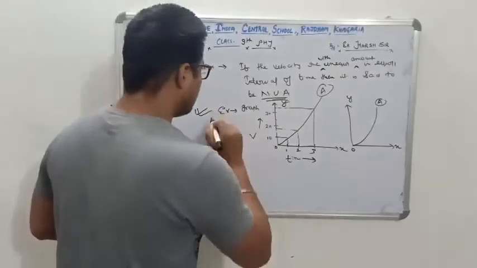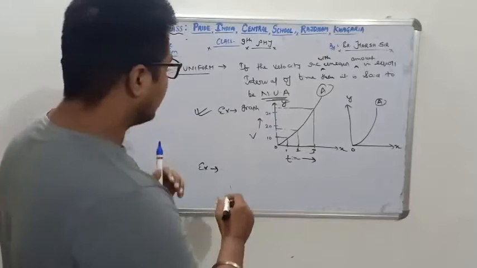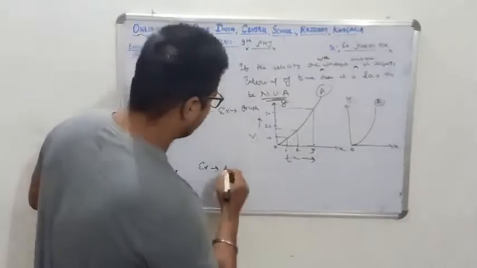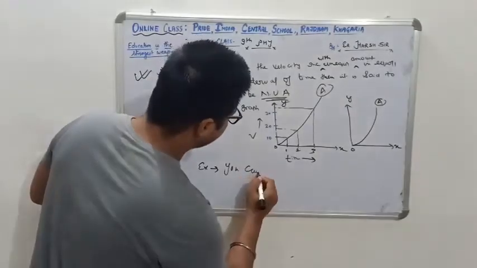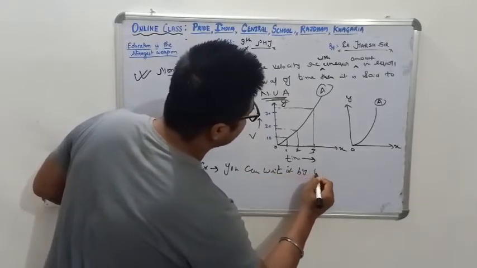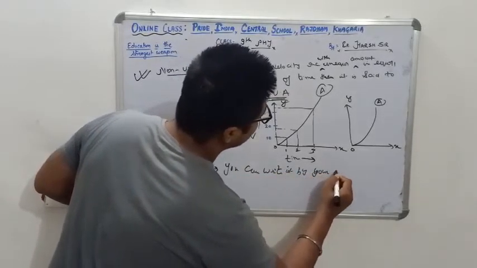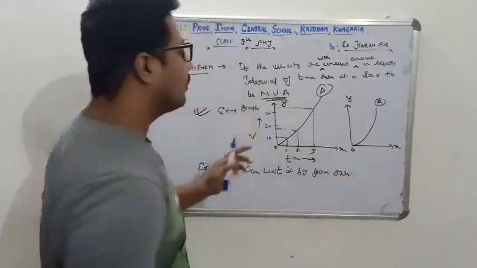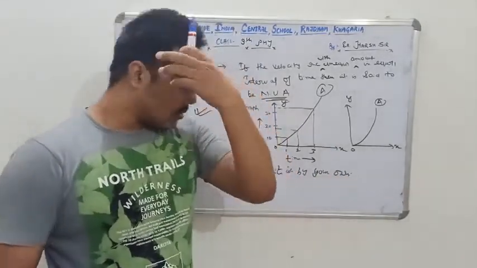This is the graph, this is the much easier graph which you can understand. An example, I think now I have given you the example, you can write it by your own. As I have already given you the example, you can write it by your own.